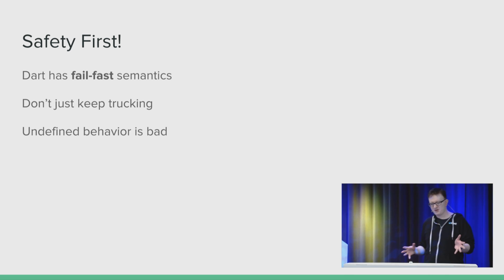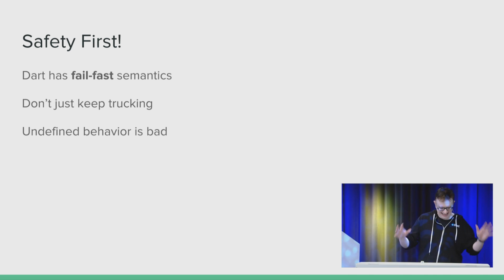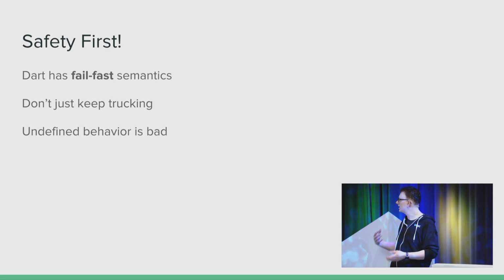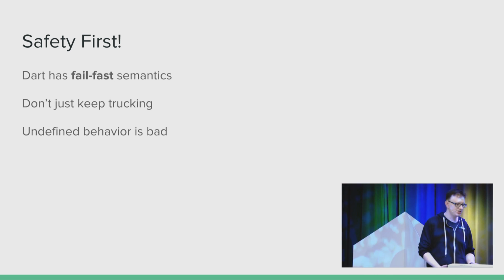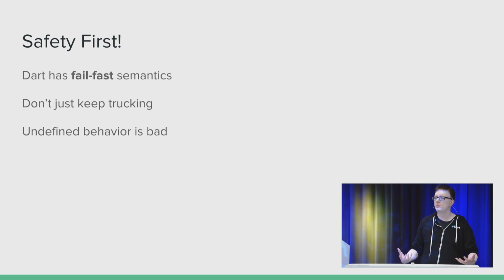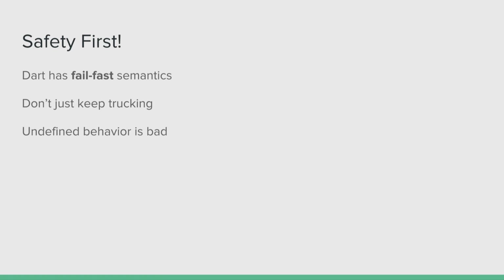So again, we think this is a really good thing about Dart. We certainly don't want to change that. Dart has fail-fast semantics. You don't want to just keep trucking. If you're writing serious applications, we believe undefined behavior is bad. And you want, as a developer, to know about these errors as soon as possible. And even if you ship the code out, you don't really want undefined behavior happening in your applications.